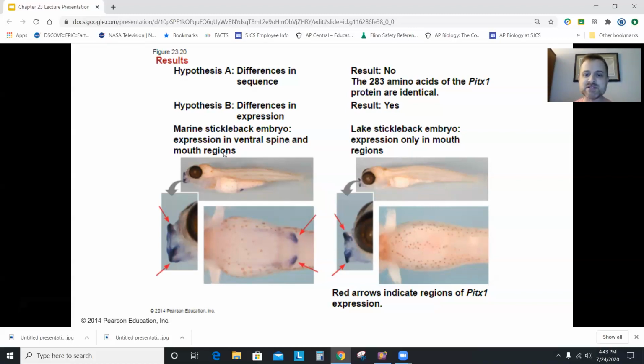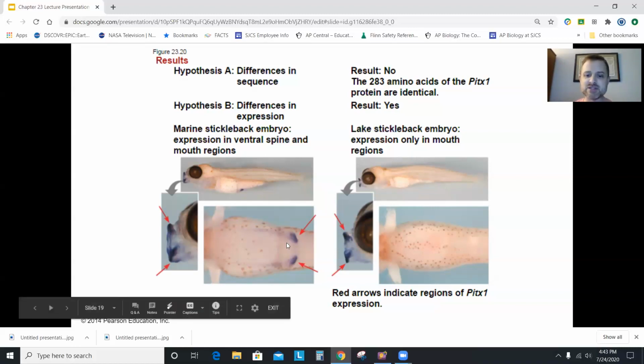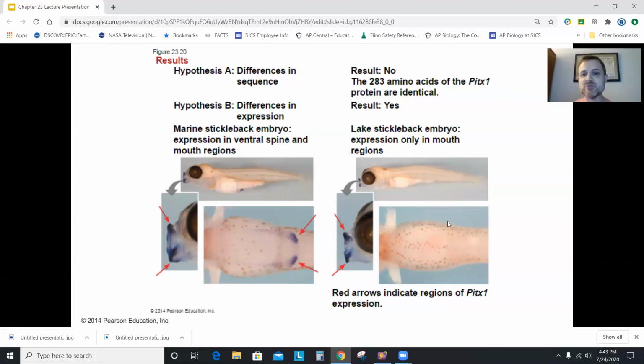So the marine ones that have the spines, it's turned on in the abdomen where the spines form. In the freshwater version, the mouth part still has it, but the abdomen part doesn't have it. So again, the gene is the same. The mutation was in the switch, in a regulatory gene that turned the gene on or off. So again, if you lose your spines, you don't have to lose the gene for spines.